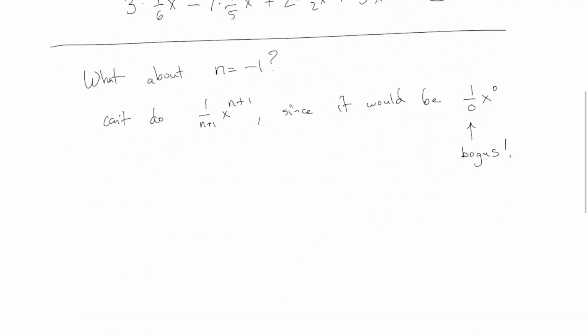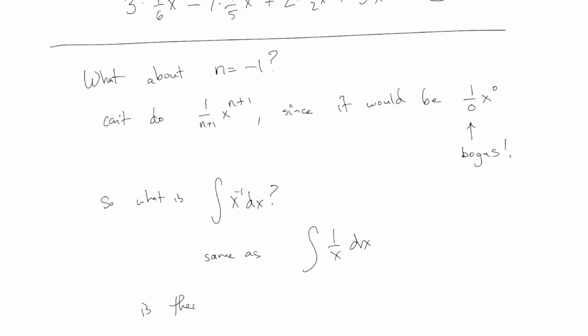So what is the appropriate rule for n equals -1? What is the integral of x to the -1 dx? This, of course, would be the same as the integral of 1 over x, right? That's what x to the -1 means. X to the -1 is the same as 1 over x. We can't use the formula in the box, so we just have to think about this from square one again. What is the antiderivative of 1 over x? Remember what this means. It means I'm looking for some function whose derivative is 1 over x.